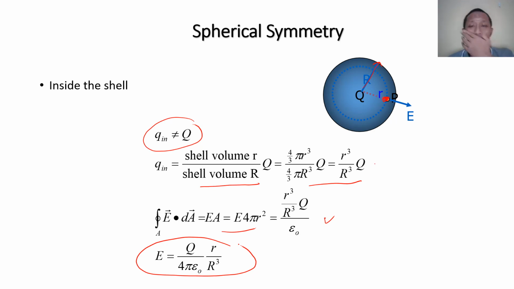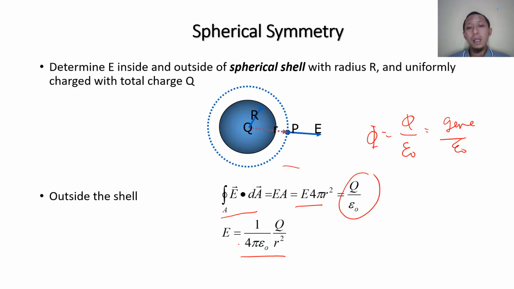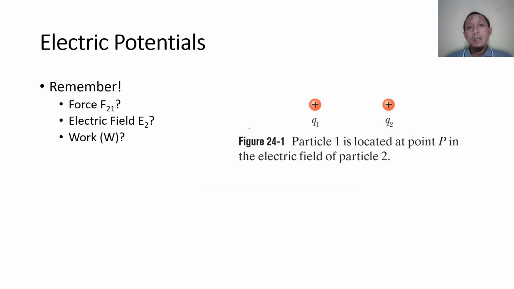Okay, I hope you understand this equation. So just know what is the small r and what is the big R here. And here, we just check the distance between the point, like this one, this is P, to the center of the sphere. Okay, and another topic for today is electric potential.